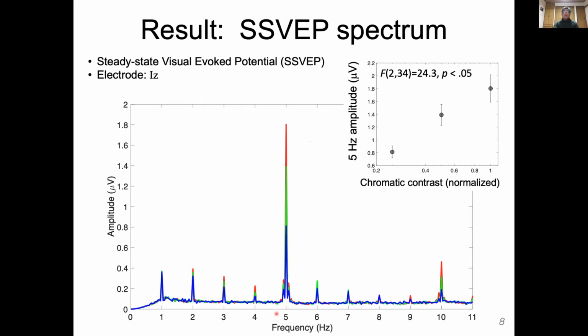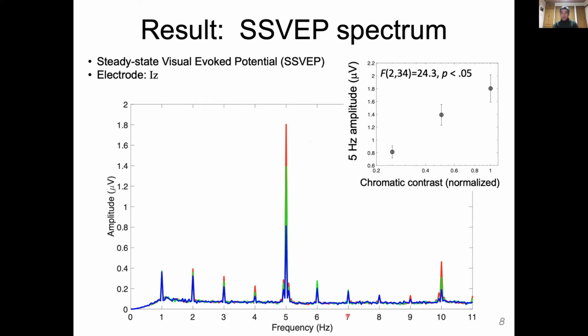You can find a 5 Hz component, which is strongly responding to the color stimulus. And you can find different colors, red, green, and blue here, which correspond to the full contrast, half contrast, and quarter contrast. And if you average the amplitude of this component from 16 subjects, I think, you find that the amplitude was changing in proportion to the chromatic contrast of the color stimulus.